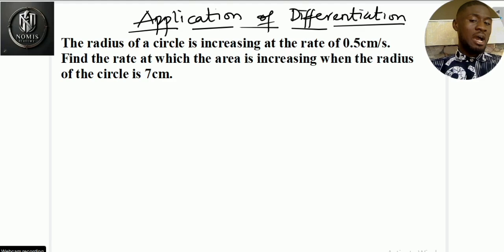Now the question asks, find the rate at which the area is increasing when the radius of the circle is 7 centimeter. So they are now asking about the change in the radius and in the area of the circle. So how do we get this question solved? With the use of our formulas in differentiation, we'll be able to solve this question. So let's get into the solution.